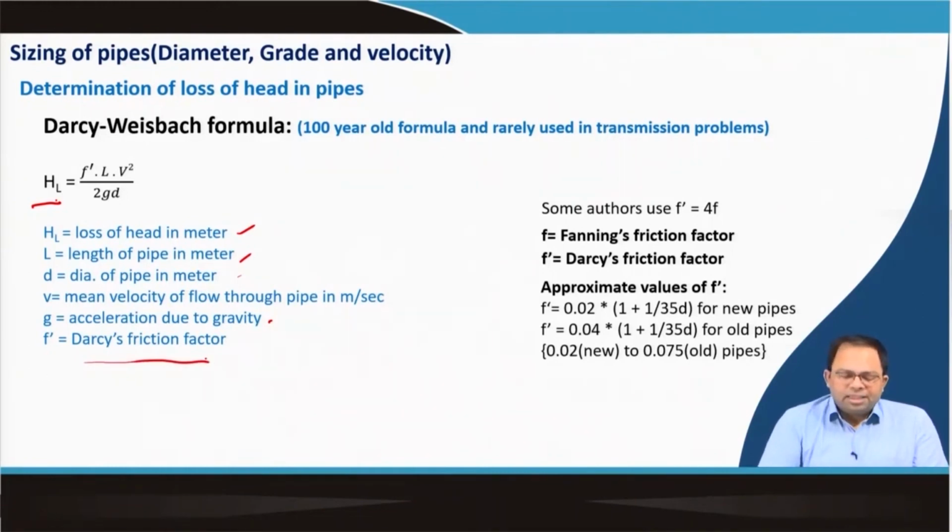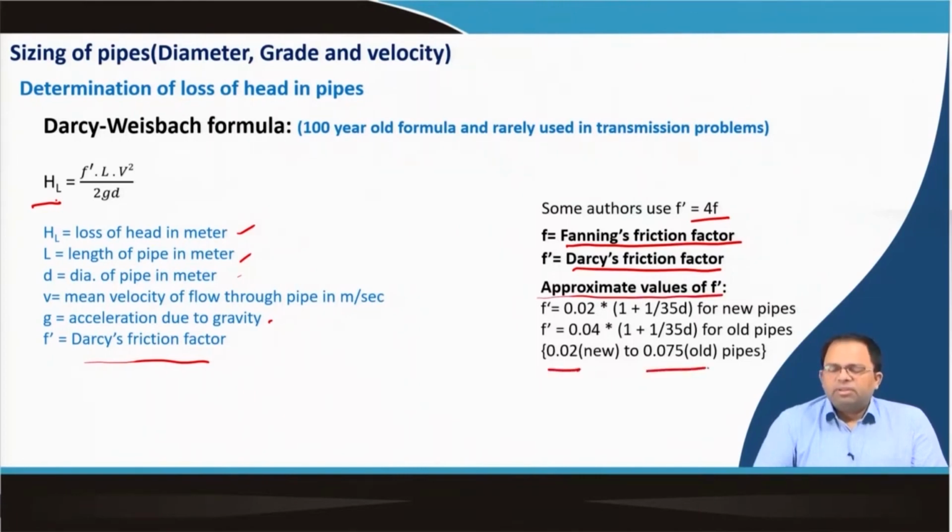Now, instead of Darcy's friction factor, some authors also choose to use Fanning's friction factor, which is small f. Darcy's friction factor we usually give with F dash, and the relationship between the two is that F dash is roughly equal to 4 times f. Sometimes we can take approximate values of F dash, like 0.02 for new pipes and 0.07 for old pipes.